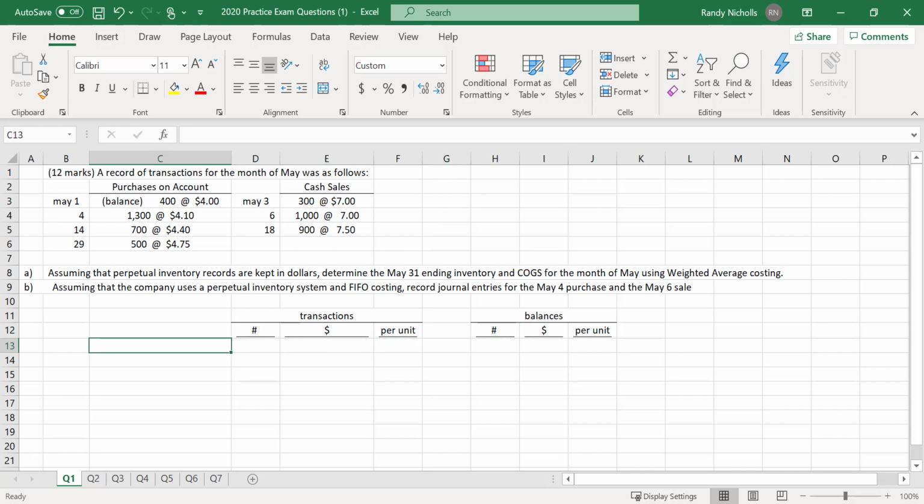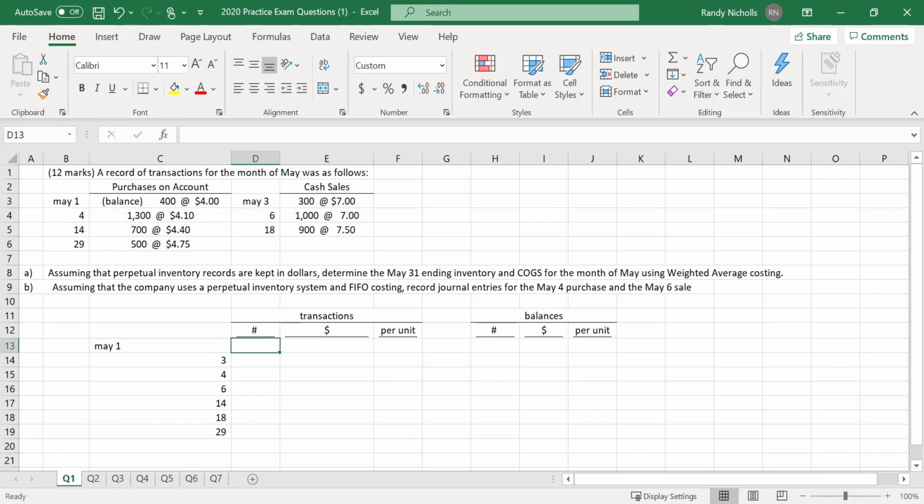So an important thing when we're doing these transactions, I need to do them in the proper date order. So I've got May 1, and then I've got the 3rd is my next transaction, the 4th, the 6th, the 14th, the 18th, and the 29th. So again, be careful. This went back and forth between purchase, sale, purchase, sale, purchase, sale, but there's no reason it needs to. There could be a couple of purchases in a row.